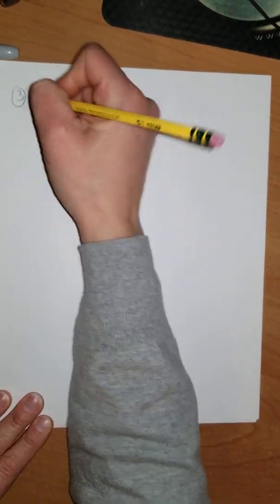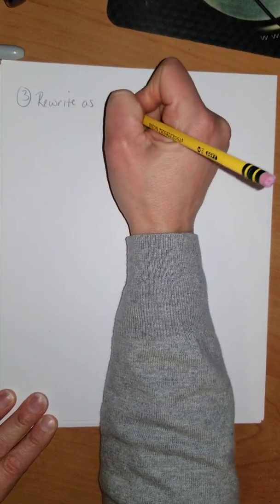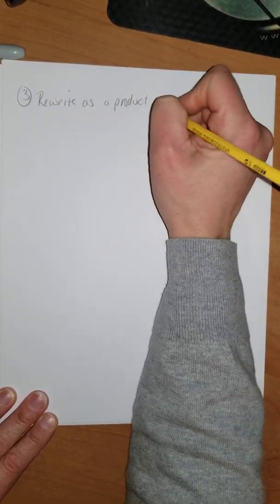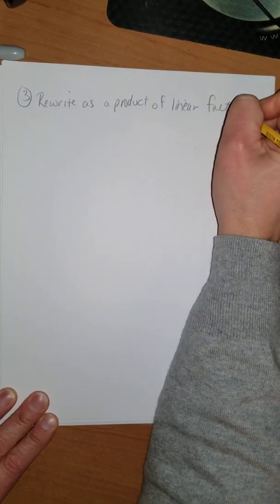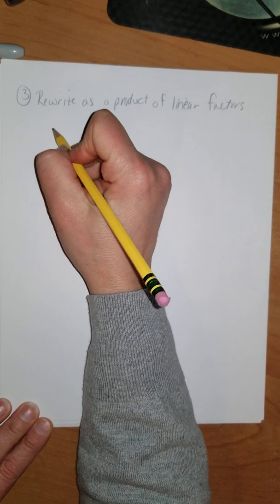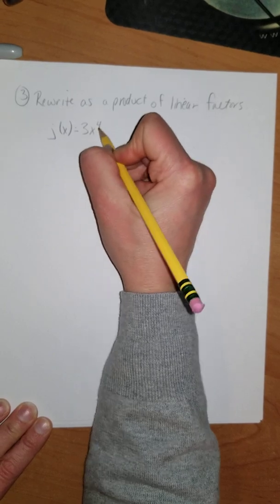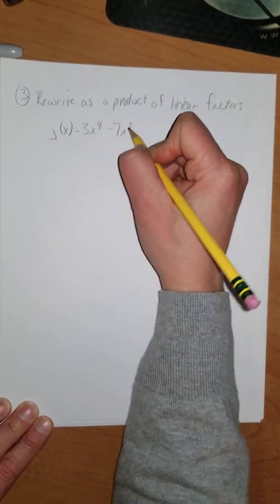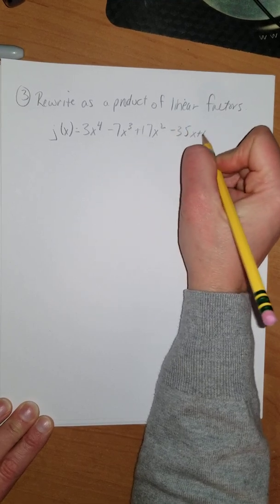Rewrite as a product of linear factors. So that means I have to have x times something and x times something else. So here we go. Let's call this j of x equals 3x to the fourth minus 7x cubed plus 17x squared minus 35x plus 10.